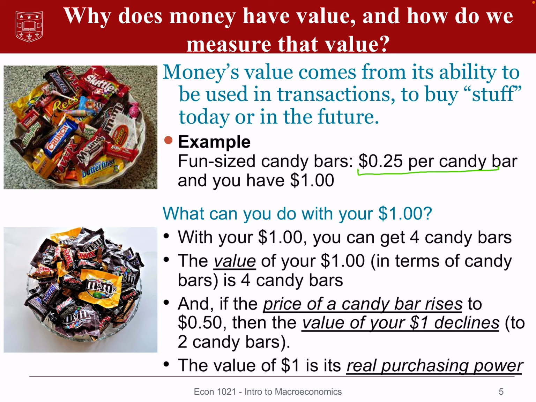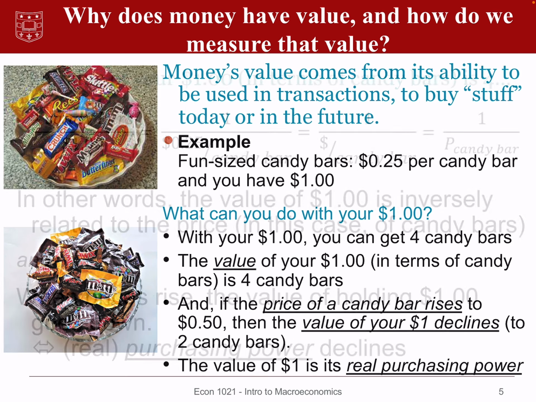And then, quite obviously, if the price of candy bars rises to 50 cents per candy bar, then the value of your $1 is going to decline to 2 candy bars. So the value of your dollar is a reflection of its real purchasing power. How many goods, in this case, or more broadly, goods and services, can you purchase?